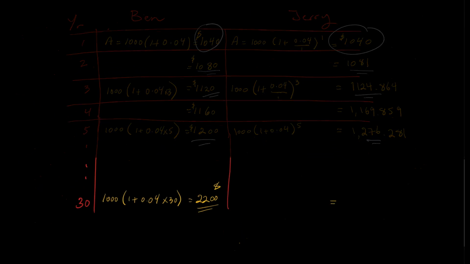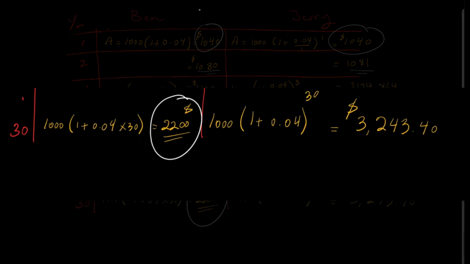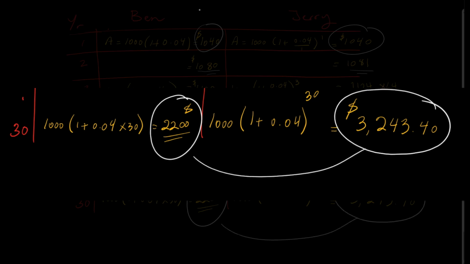For the simple interest, you get $2,200 for Ben after 30 years, but for Jerry, let's do the math. That would be 1 plus 0.04 to the power of 30, because n is 1. And then you just plug numbers in and let's see what you get. $3,243.40. Look at the differential between the two values, where you have $2,200 versus $3,200. That's approximately $1,000, a little bit more than a $1,000 differential when you use compound interest.